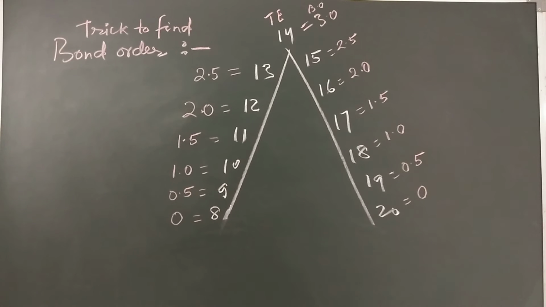So the maximum bond order is 3. So between two atoms, the maximum that you can get within a range of 20 electrons is 3. Like nitrogen. Nitrogen has a bond order of 3.